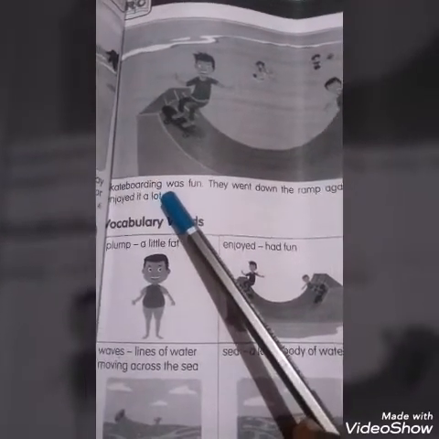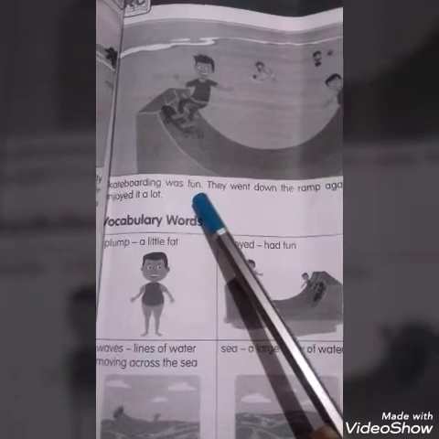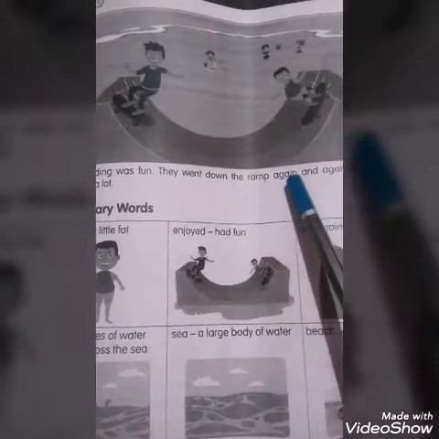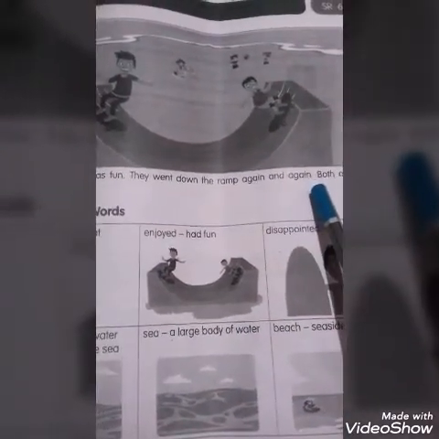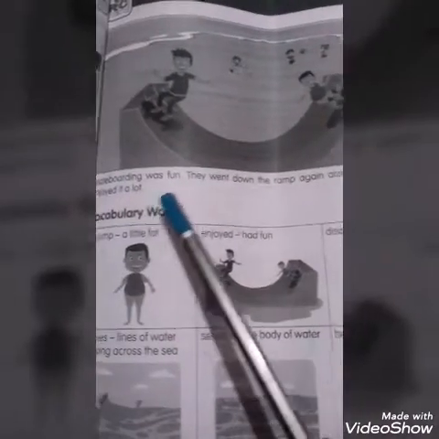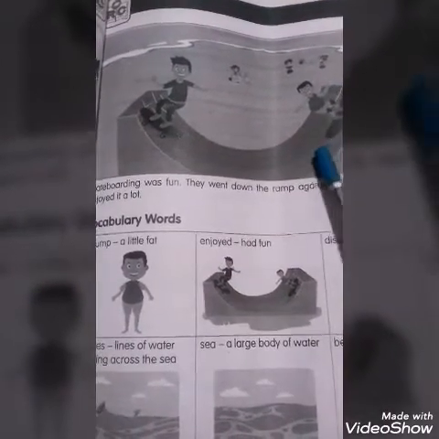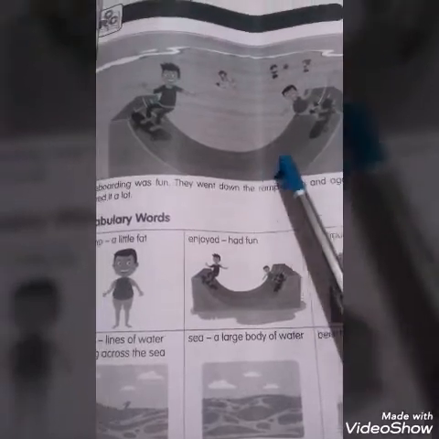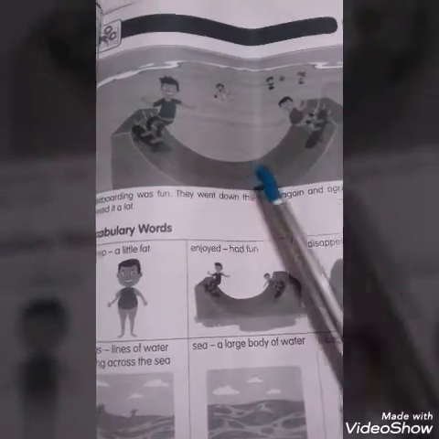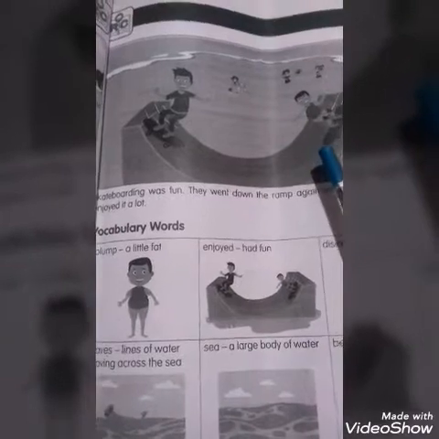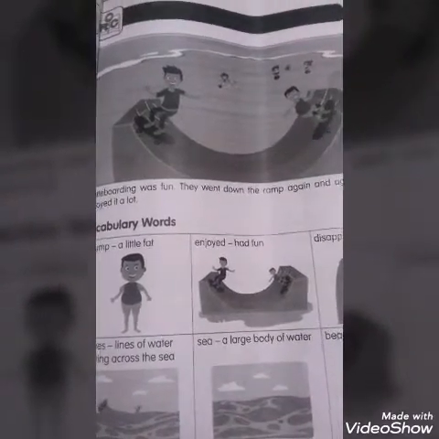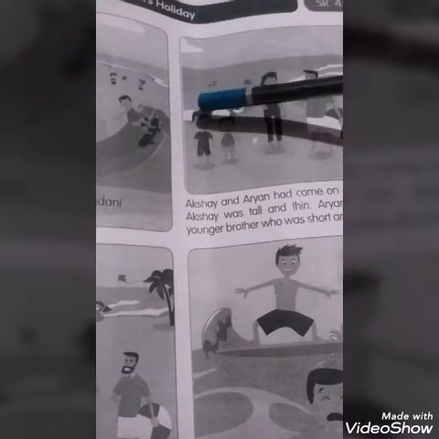Take the next page. And now, skateboarding was fun. They went down the ramp again and again. Both of them enjoyed it a lot. Look at the picture. They went down again and again, isn't it? Now they both enjoyed a lot. Listen, all of you.